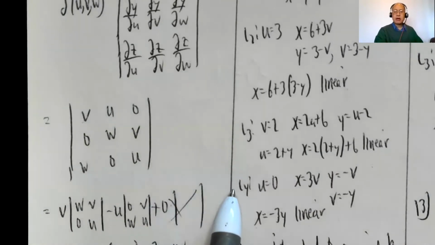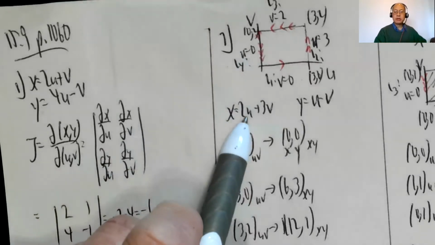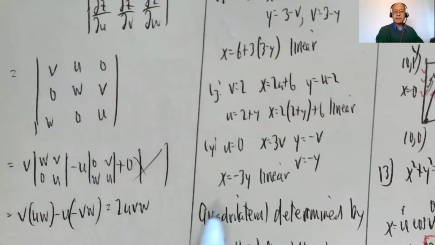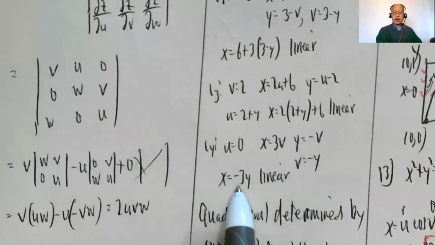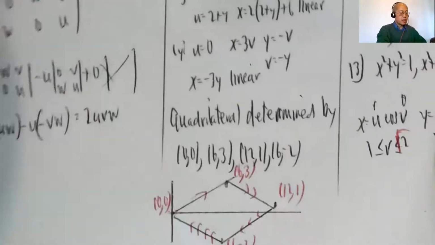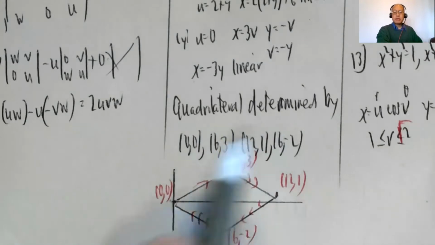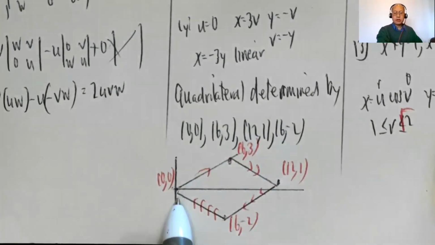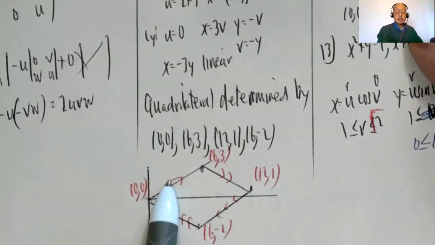And finally, L4 is pretty easy, u equals 0. So plug in u equals 0 there, u equals 0 is there. So x is 3v, y is negative v. That means v is negative y, or x is negative 3y, and that's also linear. All right, so the quadrilateral determined by 0, 0, 6, 3, 12, 1, and 6, negative 2 is what the transformation becomes. So it used to be here, it now ends up like this.